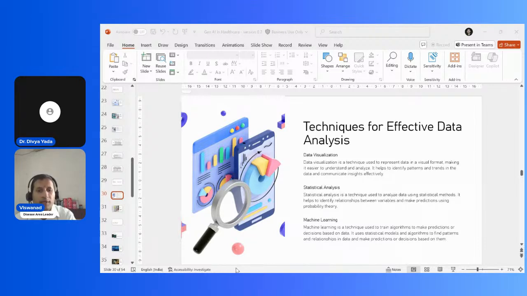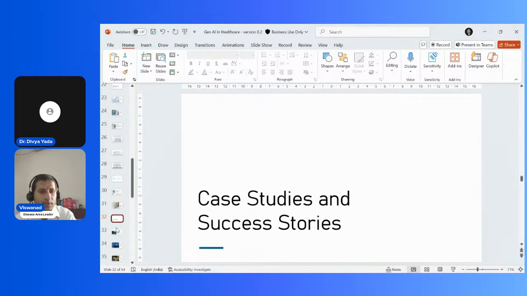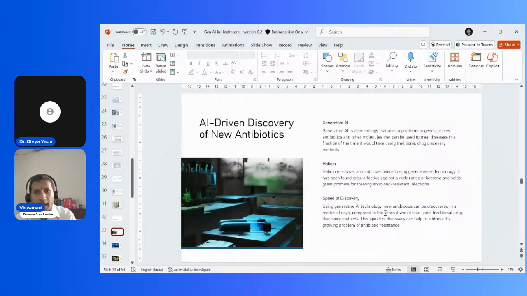So, finally wrapping up with a few success case studies, right? Halicin is a novel antibiotic that was discovered using GenAI technology. It has been found to be effective against a wide range of bacteria and holds great promise in treating antibiotic resistant infections. Again, the speed of discovery, right? Using GenAI technology, a new antibiotic can be discovered in a matter of days, compared to the years it would take using traditional drug discovery methods.